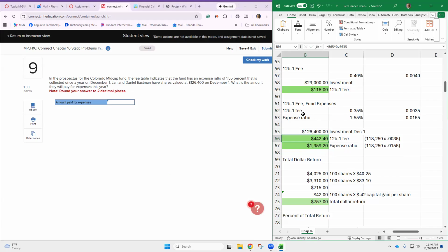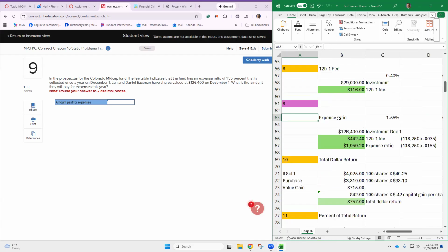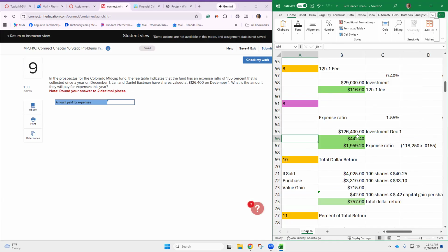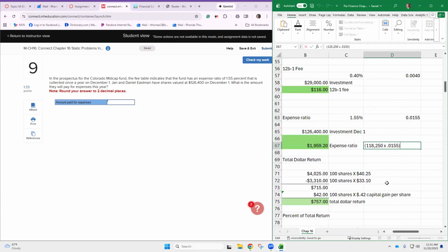If they were to do B1, so this one doesn't even have this. So let me take it out. So they must have changed this problem just a little bit. All right. So their expense ratio, same thing. You just take it times the percentage that you are expecting, right? So let me take this one out. So we're going to take our investment times 0.0155.